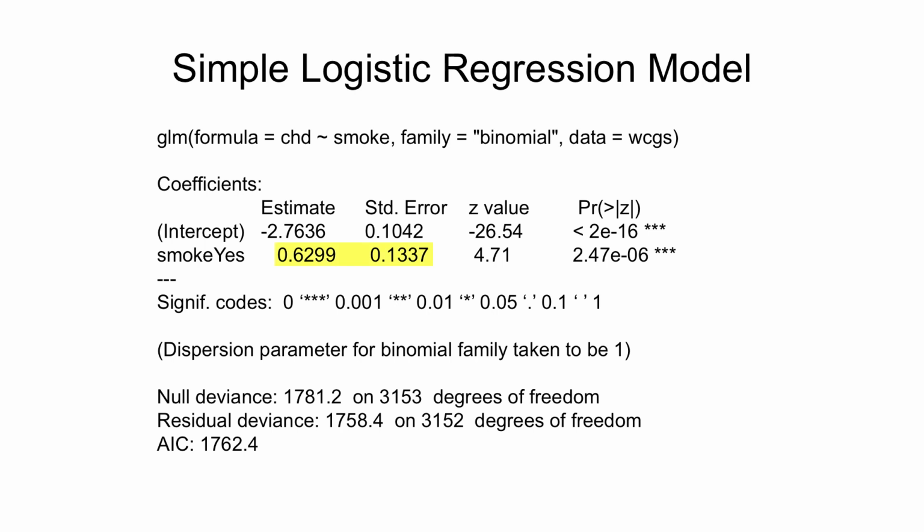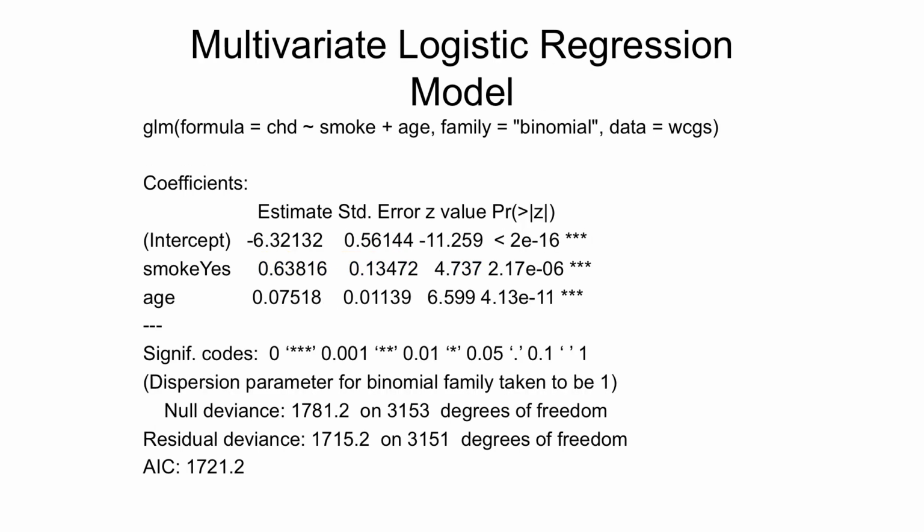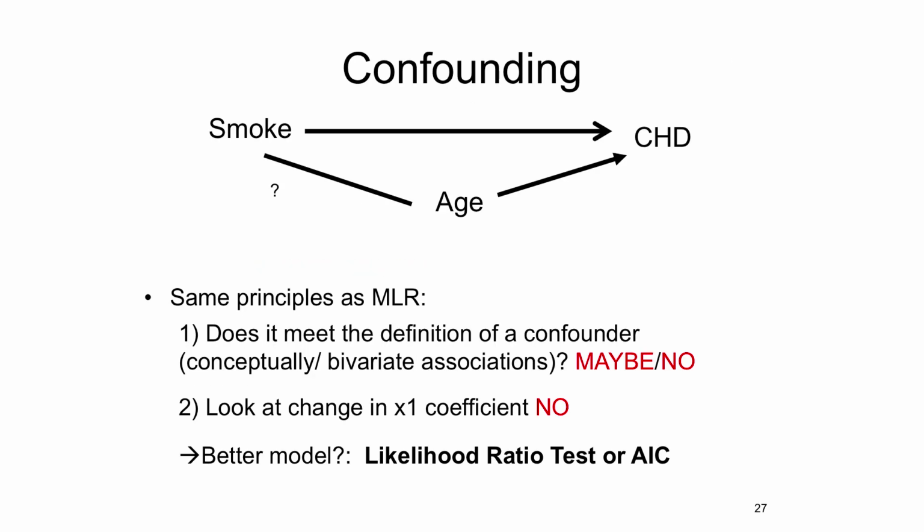Recall that in our simple logistic regression model, the smoke coefficient was 0.63 and its standard error was 0.13. When age is added to the model, the smoke coefficient is 0.64 and the standard error is 0.13. So there's not much of a change compared to the reduced model. So based on the lack of the coefficient change and the bivariate associations, it doesn't look like age is a confounder. But we should also see if including age makes our model better by increasing predictive power.